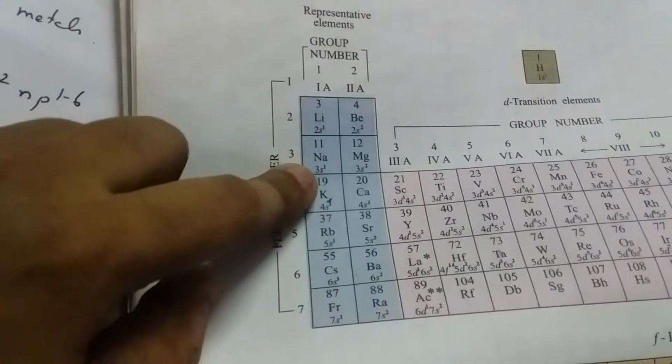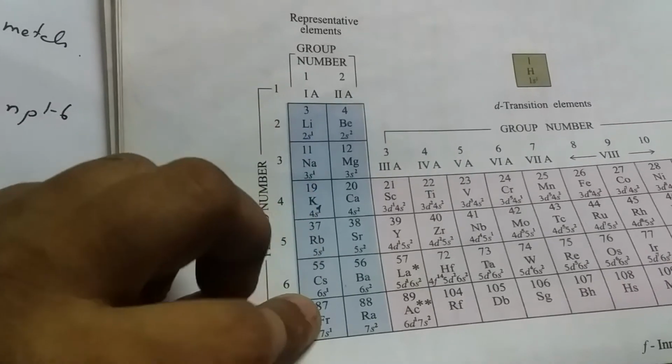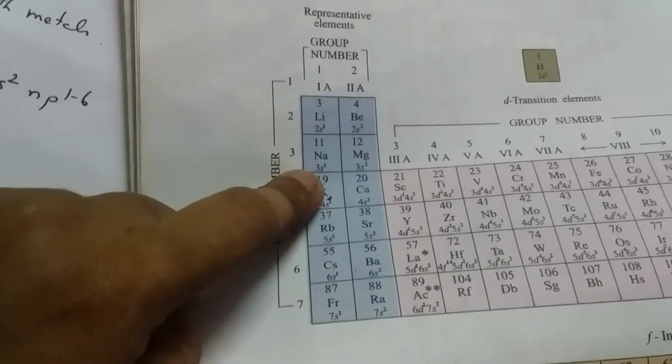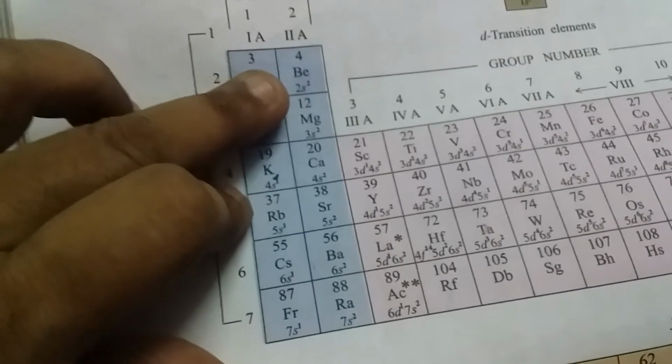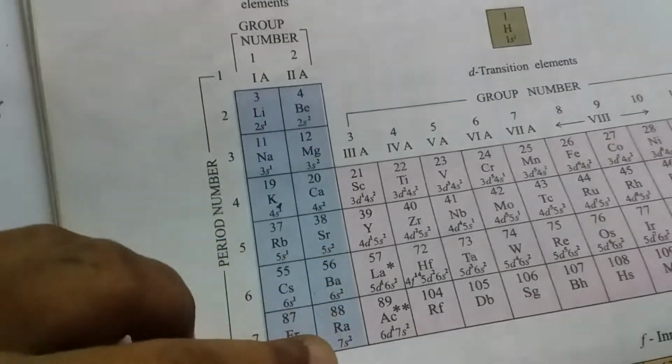Group 1A is hydrogen, lithium, sodium. These elements are called alkali metals. The group 1 elements are called alkali metals. And group 2 is also S block elements, and is called alkaline earth metals.